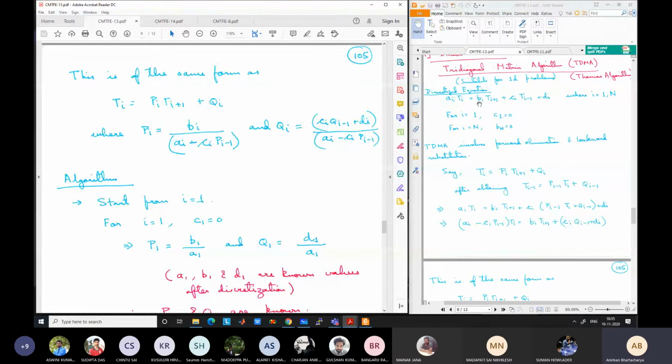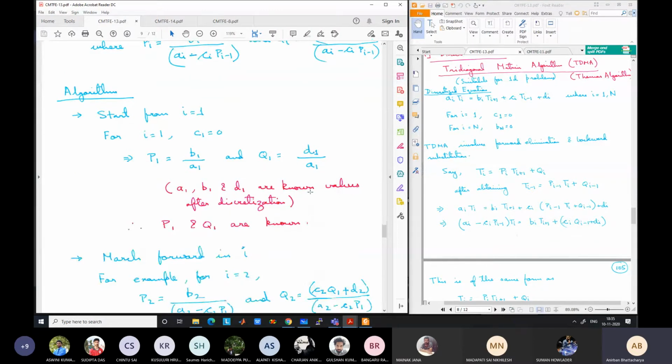So we already know those because we have already calculated the discretized equation based on geometrical parameters, conductivity and source terms, right? So A1, B1 and D1 are known. It means that P1 and Q1 are known. We can calculate P1 and Q1. So this is what I have written. A1, B1 and D1 are known, so P1 and Q1 are known.